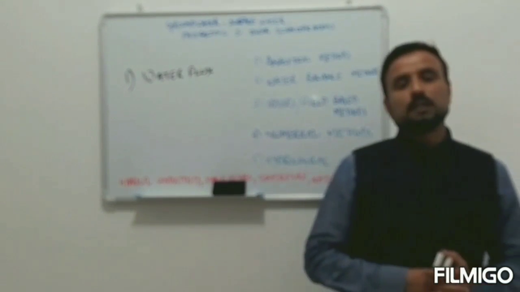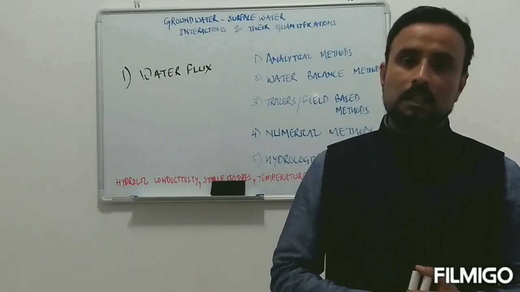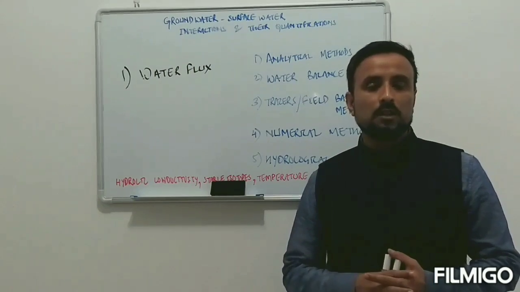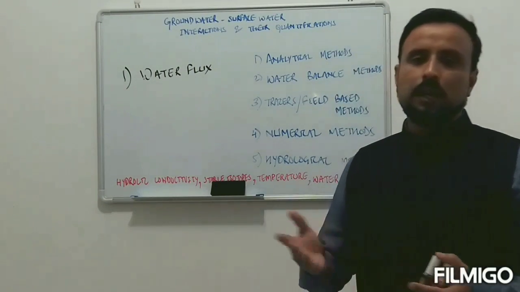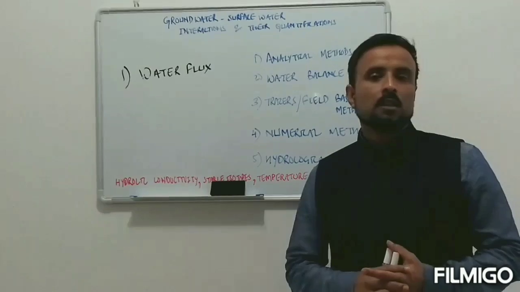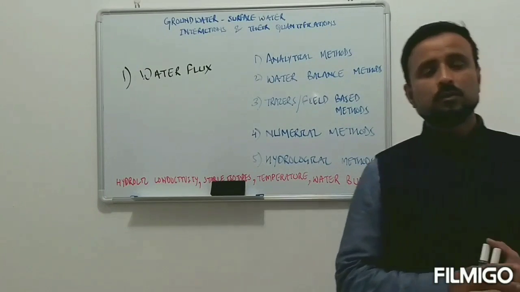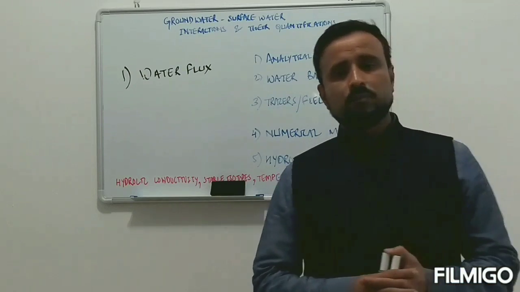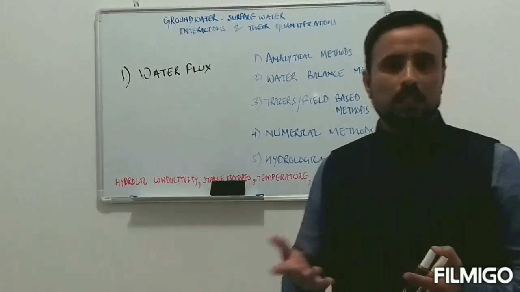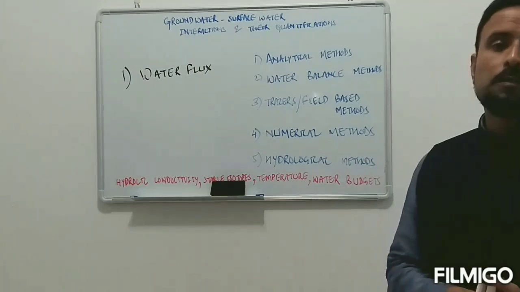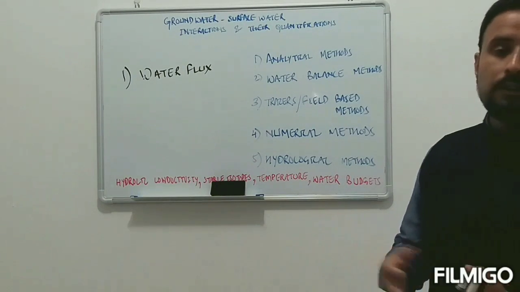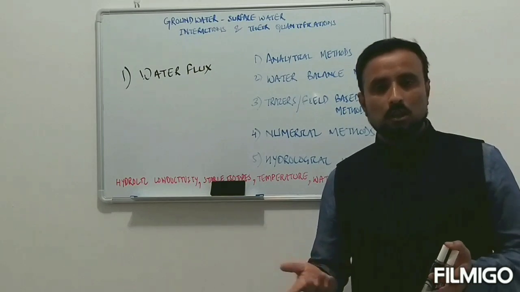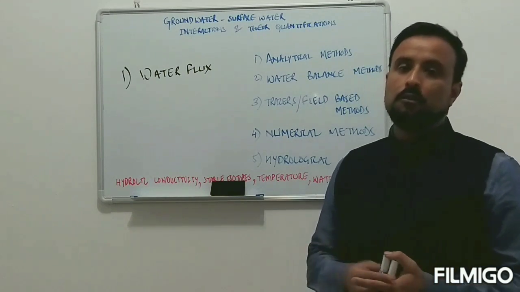There are many different ways by which these quantifications can be done. There are different approaches, mostly categorized into 5 categories. One of them is the analytical approach. Second is the water balance approach. Third, hydrological approaches, then numerical approaches, and tracer based approaches. 2 of them are very important, the analytical approach and the tracer based approach, which are generally used at the field level.